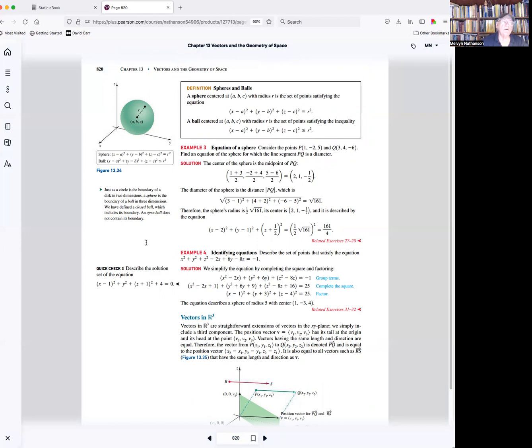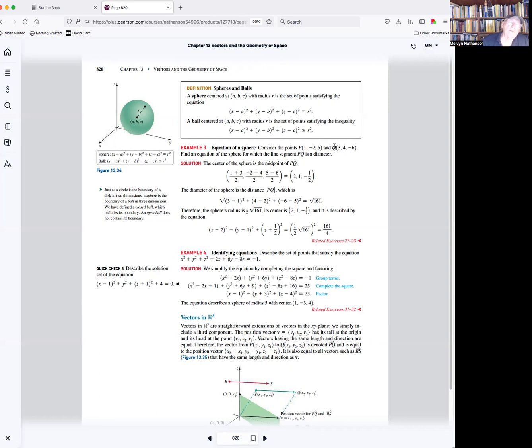And if you want, for example, to find the equation of a sphere, it could be described like this. Suppose you have the points here, P is (1, -2, 5), and Q is (3, 4, -6). So there's a line segment from P to Q, and we want to find the equation of the sphere for which this line segment is the diameter. Now, if this line segment is the diameter, the midpoint is the center of the sphere.